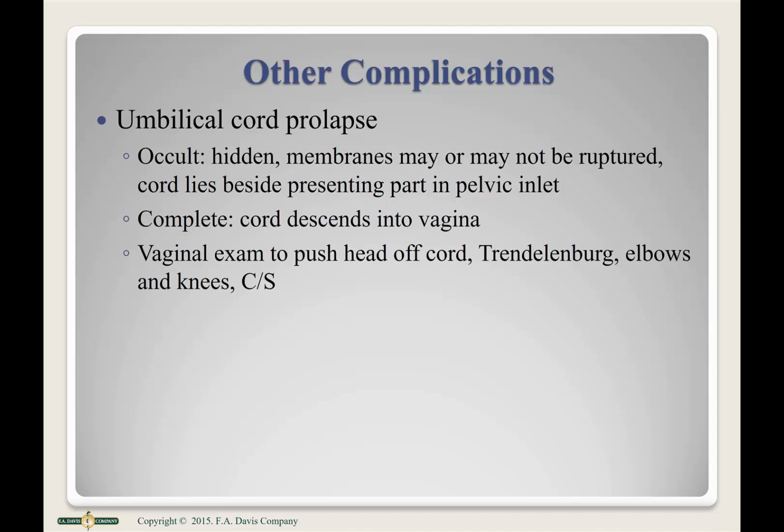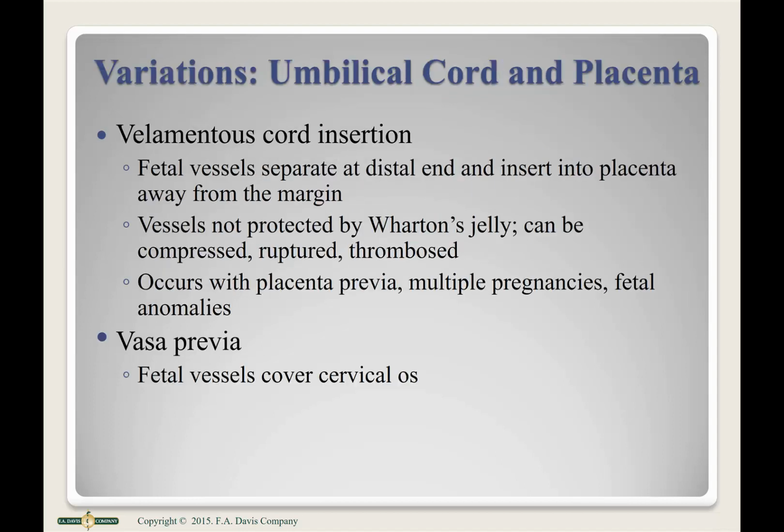We've already talked about umbilical cord prolapse, so I'm going to move through that one. Variations in the umbilical cord and placenta. So these are huge complications for labor. Velamentous cord insertion is where the fetal blood vessels on the placenta separate at the far end and insert in the placenta away from the margin of the placenta. So that's hard to understand when you're explaining it. So if you look at the pictures in the book, where are the pictures in the book?